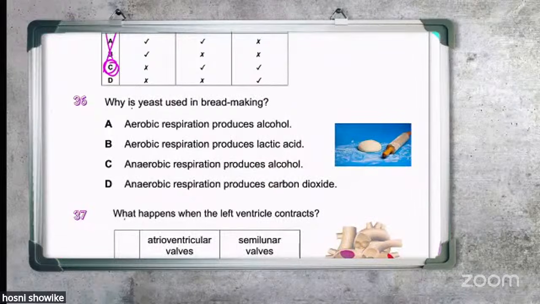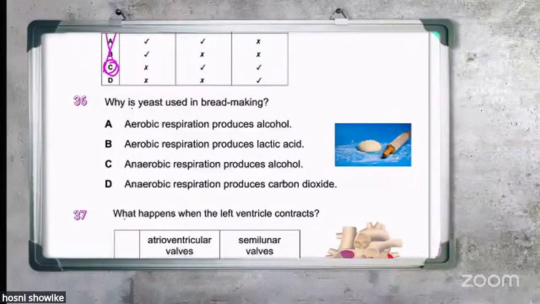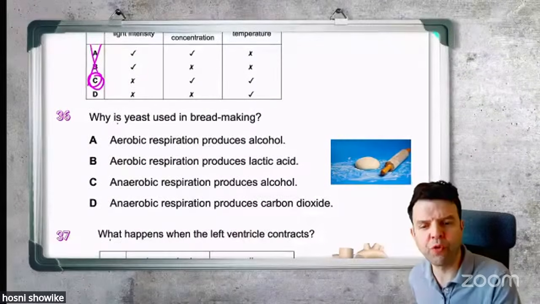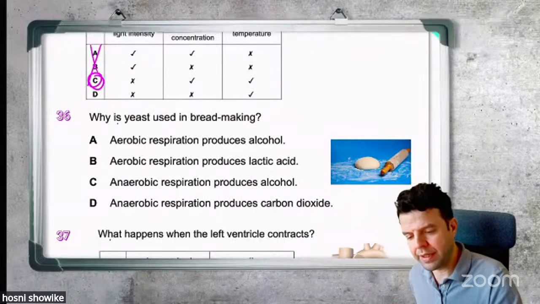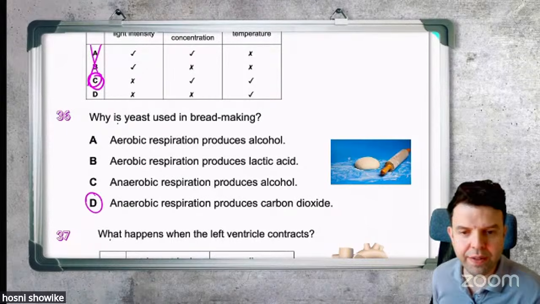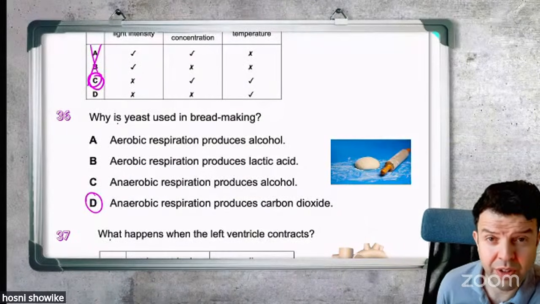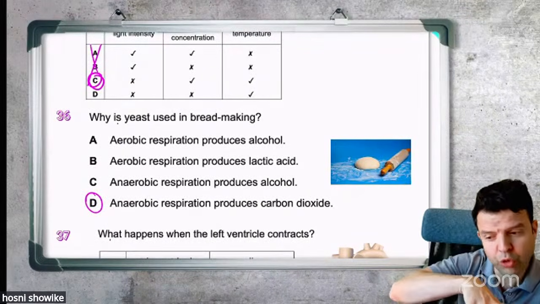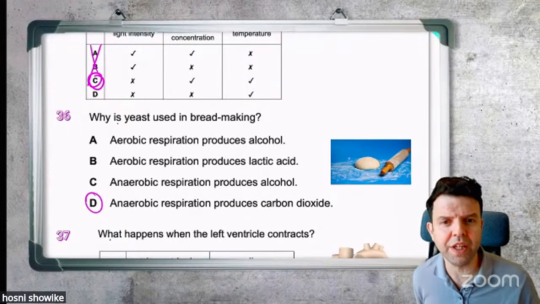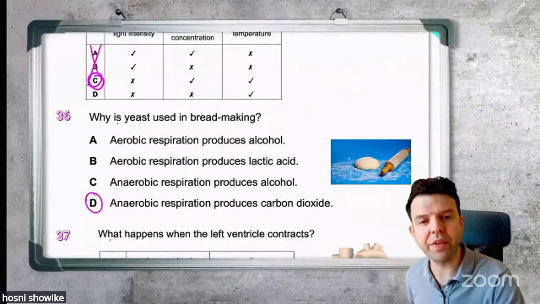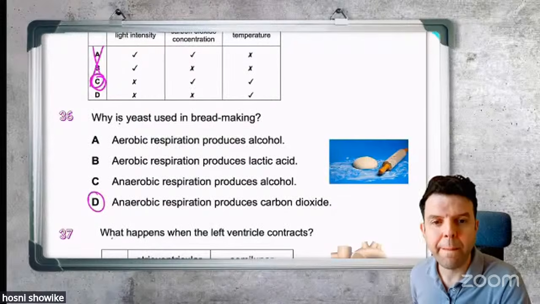Do you know why we use yeast for making bread? We know that yeast does anaerobic respiration, but what's the point of using yeast for bread making? It is the CO2, right? Now, option C is correct, but it has nothing to do with bread. Nobody gets drunk if he ate a baguette, right? It's the CO2 that makes the dough rise. Alcohol has nothing to do with it. Actually, alcohol evaporates when you bake the bread. Okay?